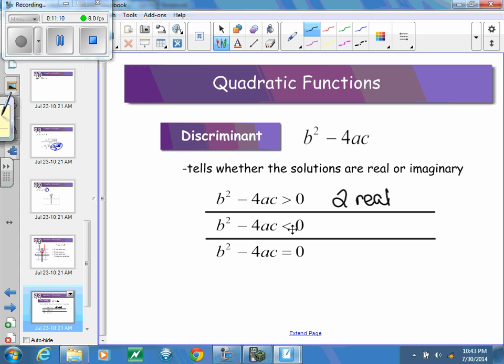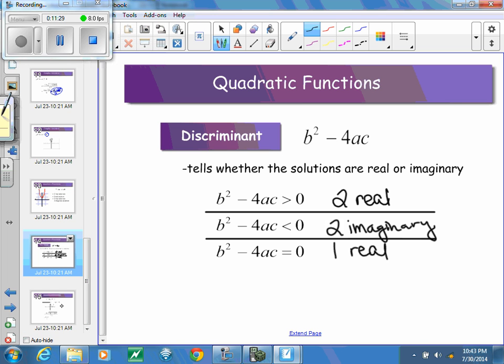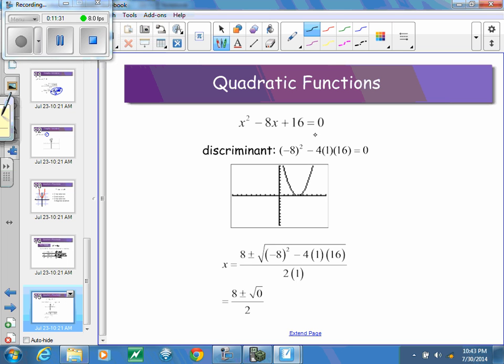If that value is less than 0, being that it is negative, you're going to have two imaginary solutions. If your discriminant equals 0, you're going to have one real solution. And why you get one real solution and not two is, here's a quick example. If you work with your quadratic formula and you get 0, the square root of 0 is 0. And when I take 8 plus or minus 0 divided by 2, even though it's giving me two answers, it's really not changing anything, and all I get is positive 4.